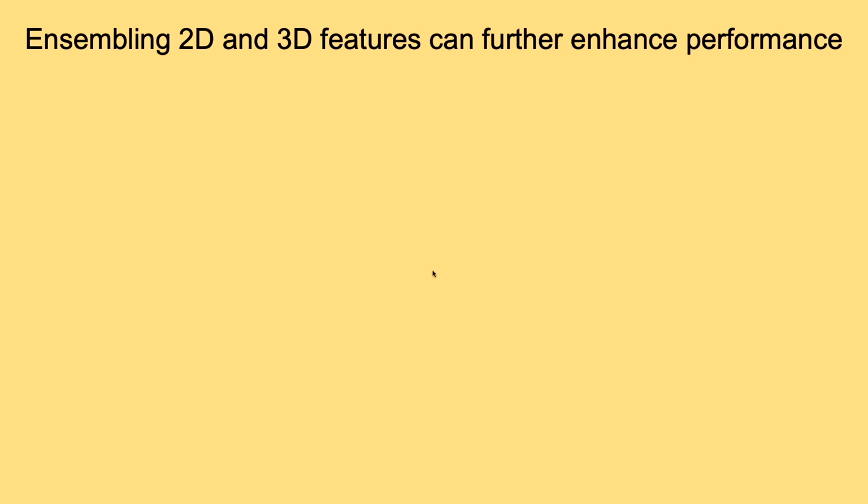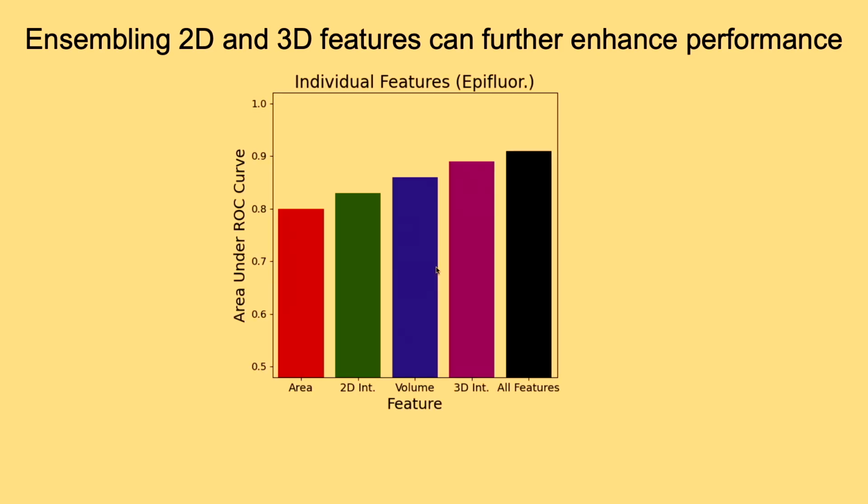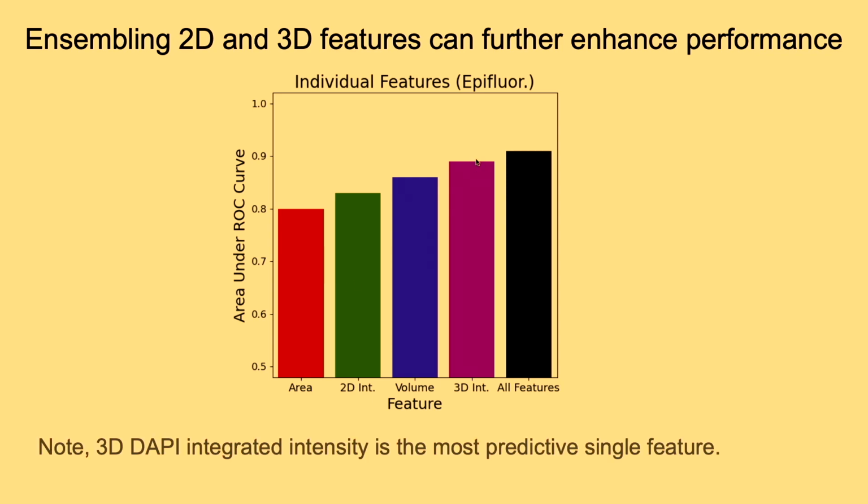We also find that ensembling those four morphologic features could further improve the performance. Here the blue bar is the SVM model with all four morphologic features I mentioned before, and the other four bars simply take each morphologic feature alone to train an SVM model. As you can see, the 3D integrated depth intensity is the most predictive single feature, and the cell area is less predictive compared with other features.